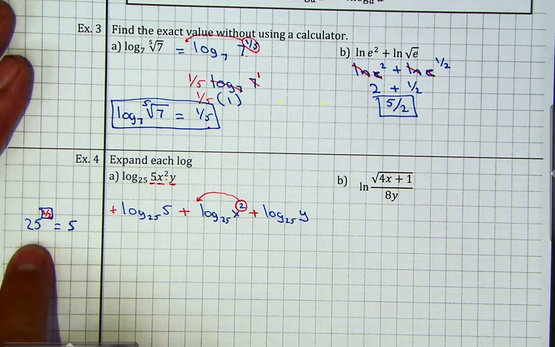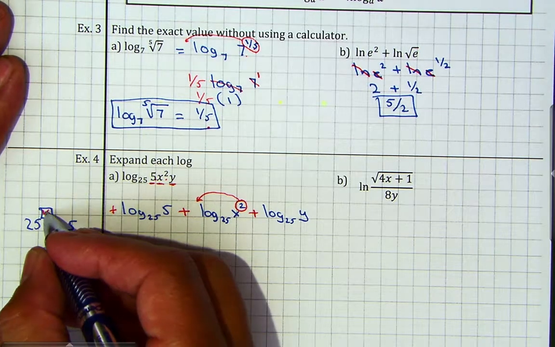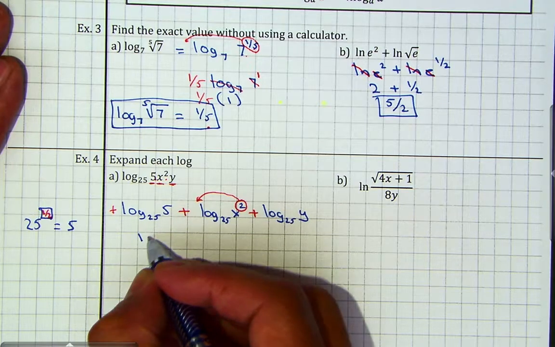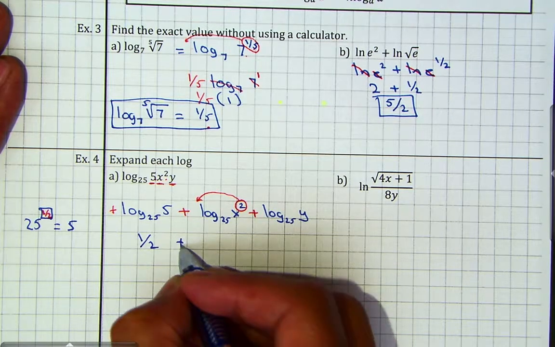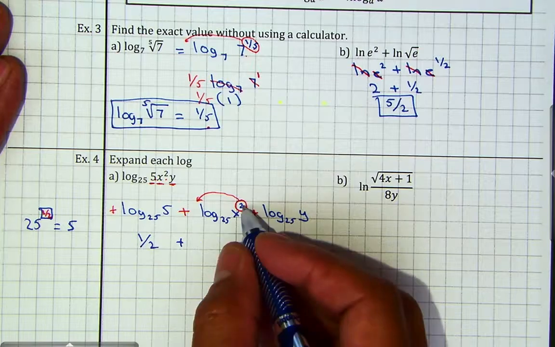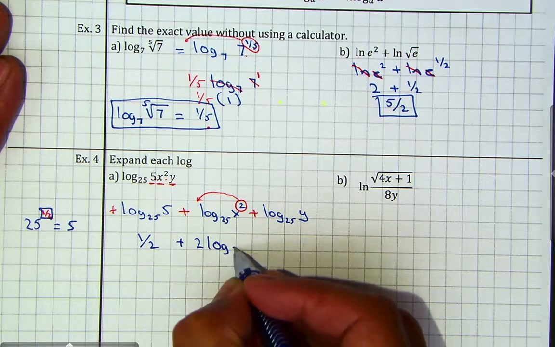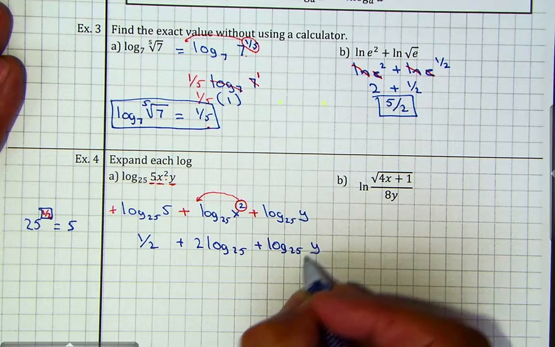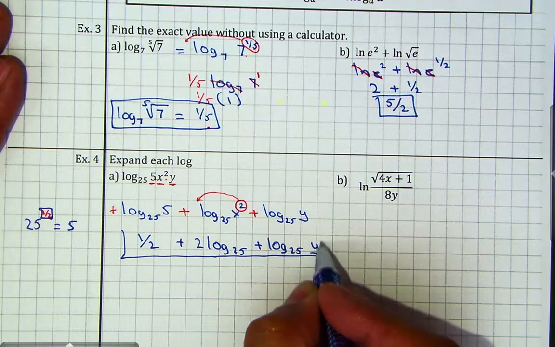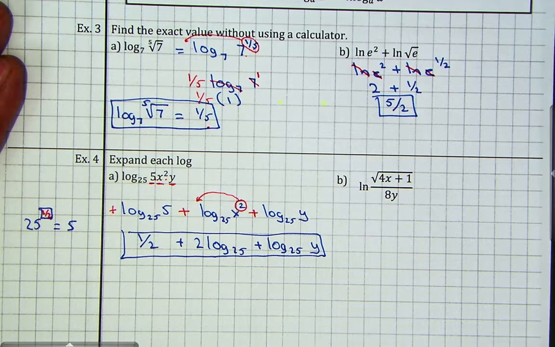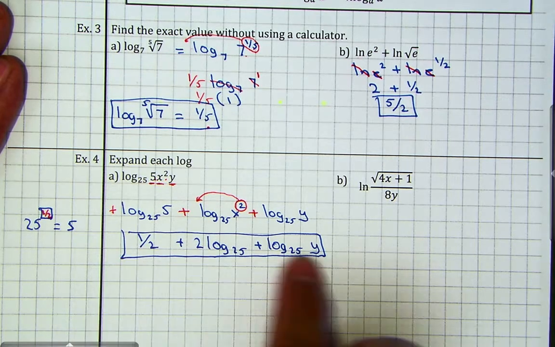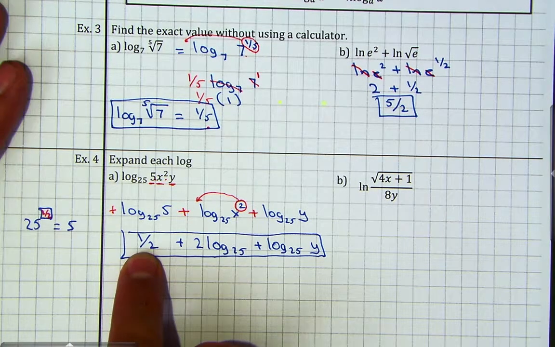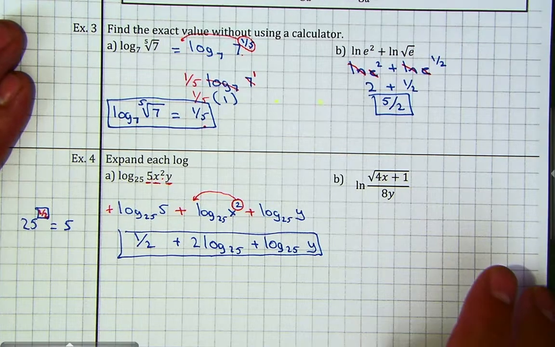So this is very common that you want to be able to remember that you can take the square root, and that is 1/2. Plus, move the exponent as a coefficient. No exponent, so it'll be just a log base 25. So we expanded from 1 log into 3 logs, and we were able to simplify the log as 1/2. Letter B.